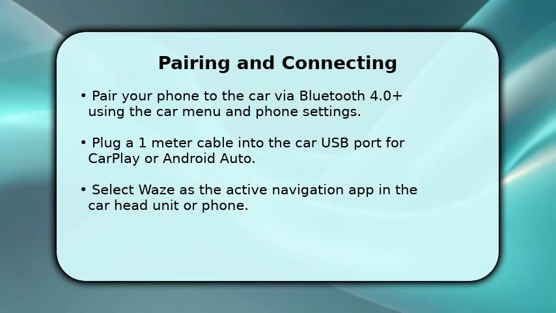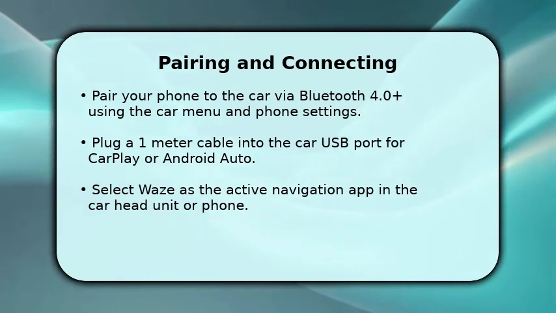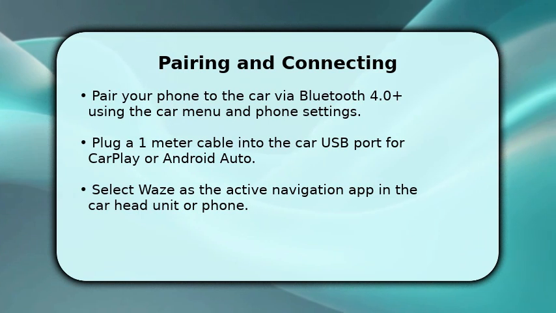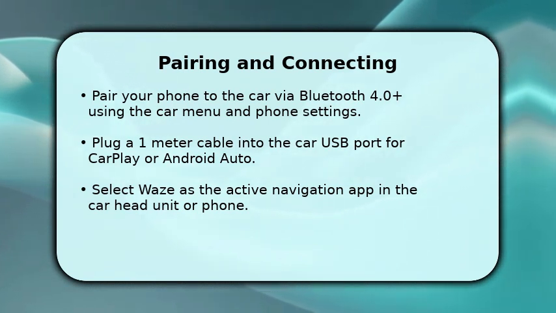Begin pairing by opening your car head unit Bluetooth menu and the phone settings. Choose the car name on your phone and confirm the PIN shown on both displays.